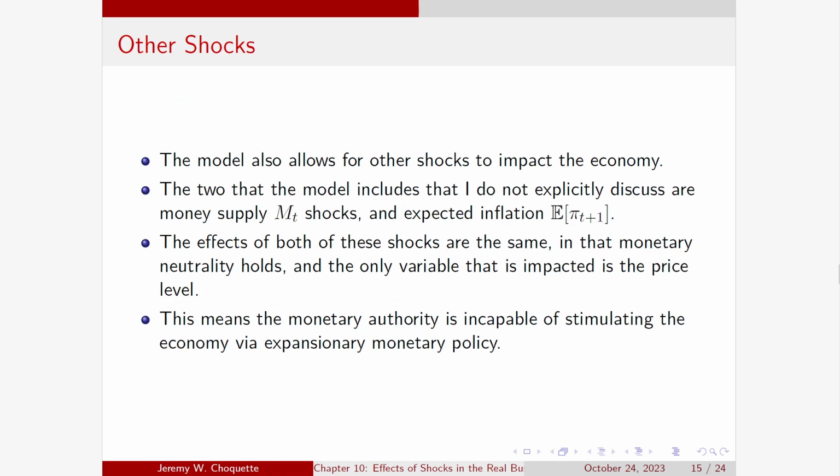Now, the model does allow for other shocks to hit the economy as well. The two that the model includes that I'm not covering right now are money supply and expected inflation shocks. Both of these shocks will have similar effects in that monetary neutrality holds, and the only variable that's impacted is the price level. So it means the monetary authority is also going to be incapable of stimulating the economy by expansionary monetary policy or some sort of government intervention.